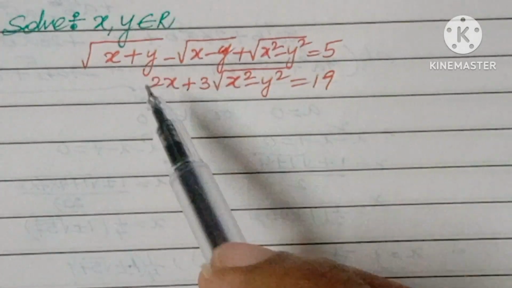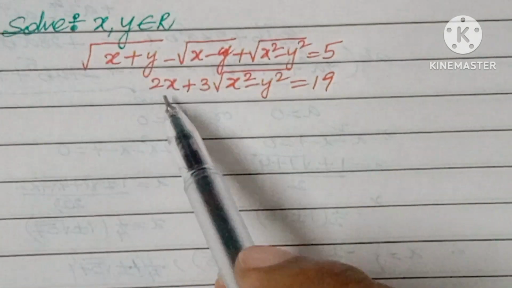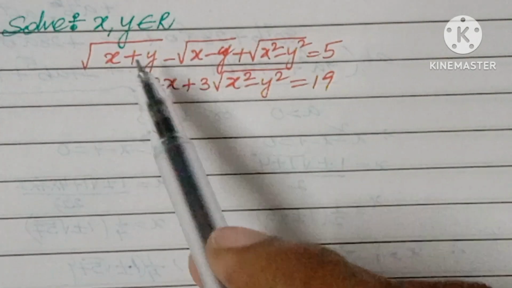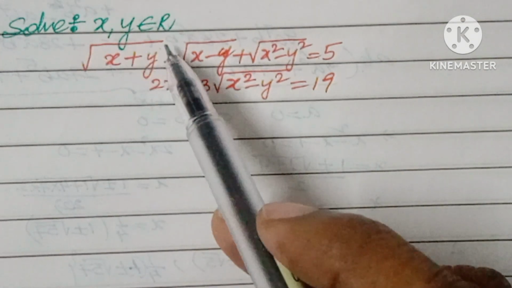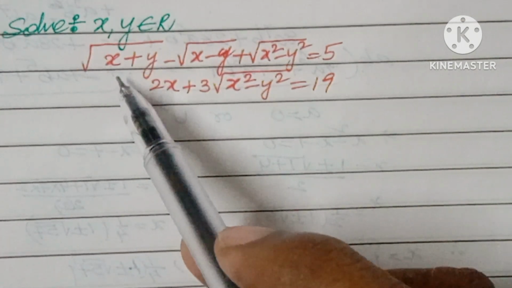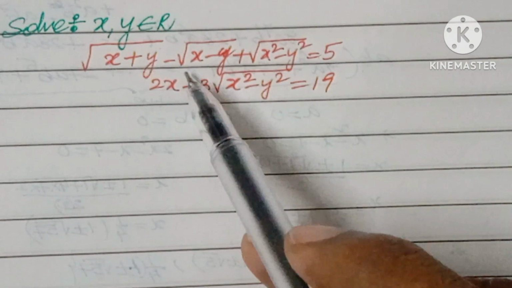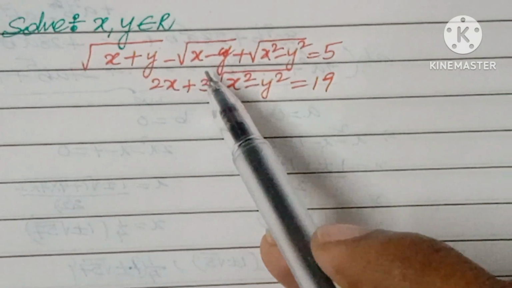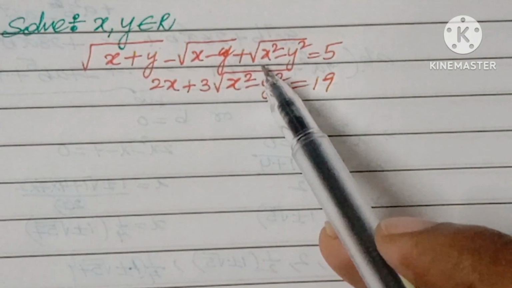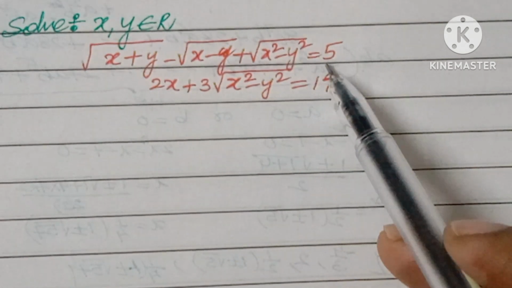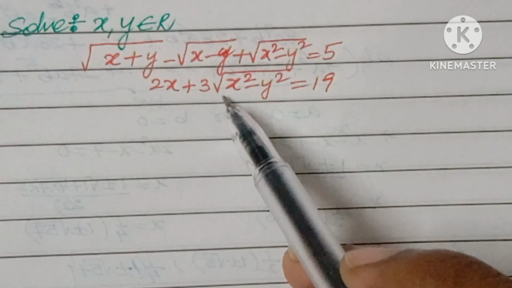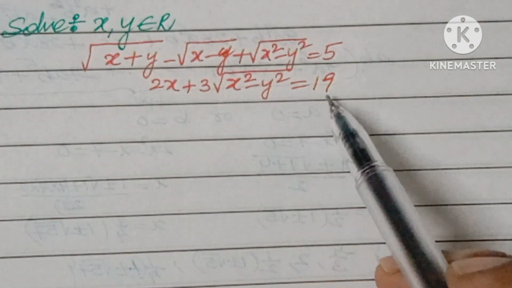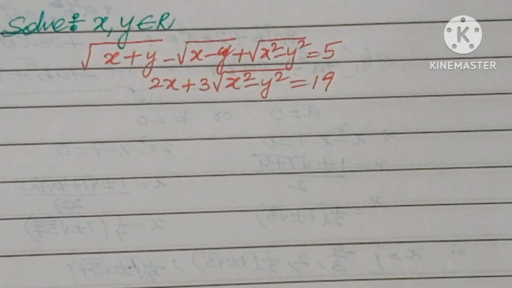Today we are looking at one Olympiad radical problem. Solve for x, y belonging to real numbers: square root of x plus y minus square root of x minus y plus square root of x square minus y square equal to 5, and 2x plus 3 root of x square minus y square equal to 19.